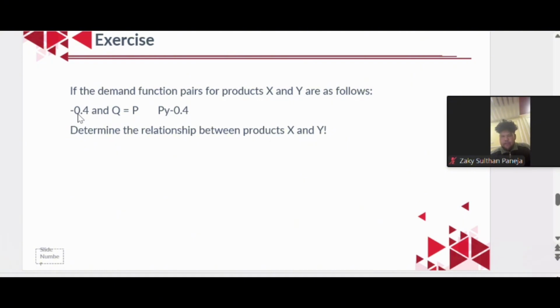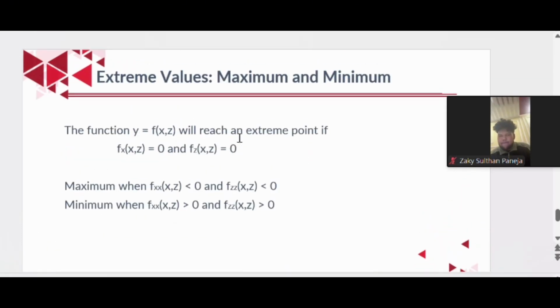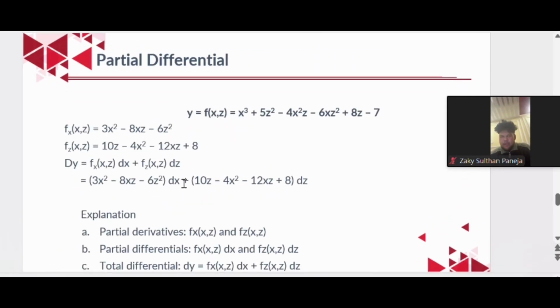And then this is the other exercise. We have minus 0.4, and Q equals P is the same, and the elasticity with respect to PY is 0.4 and minus 0.4 is the same. We search for the determinants and determine the relationship between products X and Y. And this is the answer.